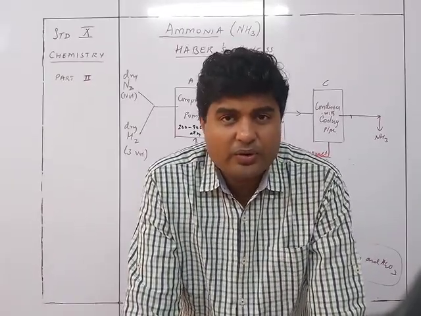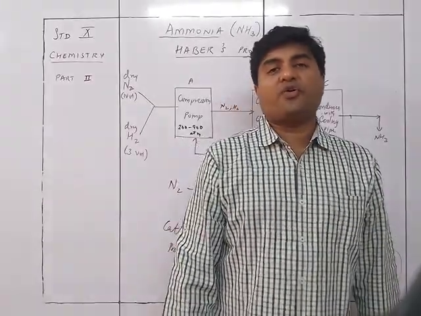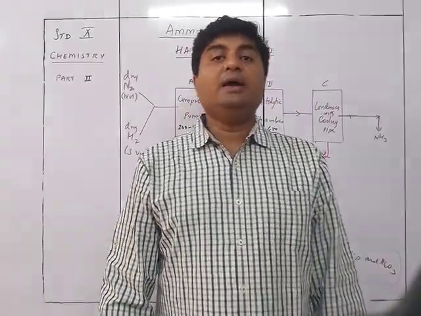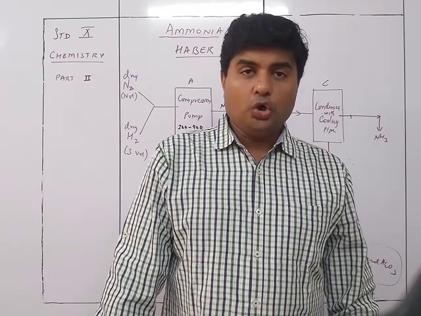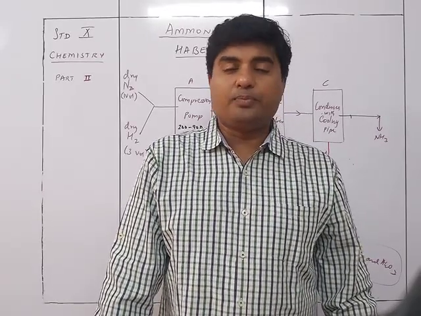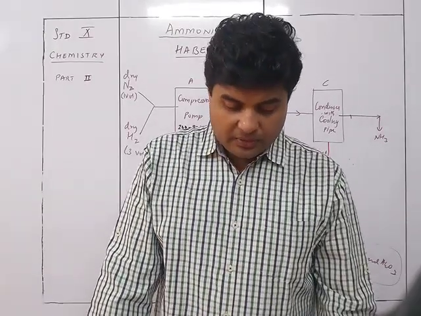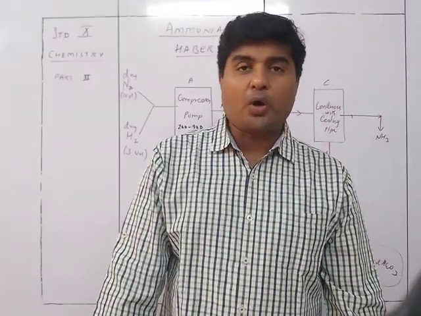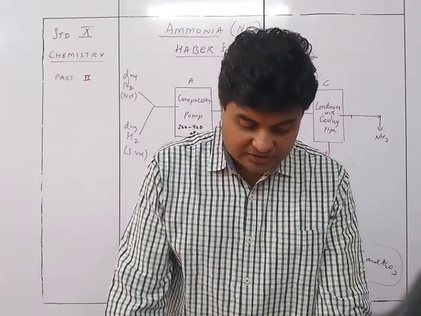So that's why we are keeping an optimum temperature of 450 to 500 degrees Celsius, so that the process is neither slow, nor so high that the ammonia decomposes again into nitrogen and hydrogen. So that's why we are keeping the temperature optimum at 450 to 500 degrees Celsius.